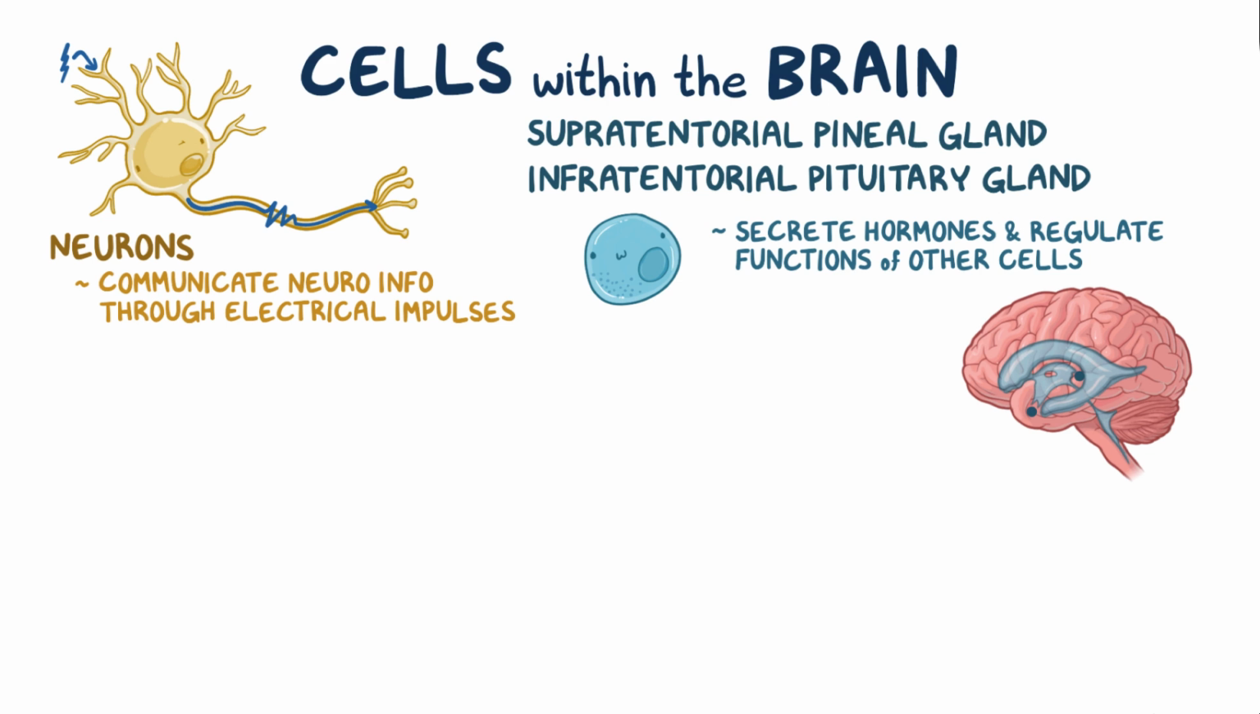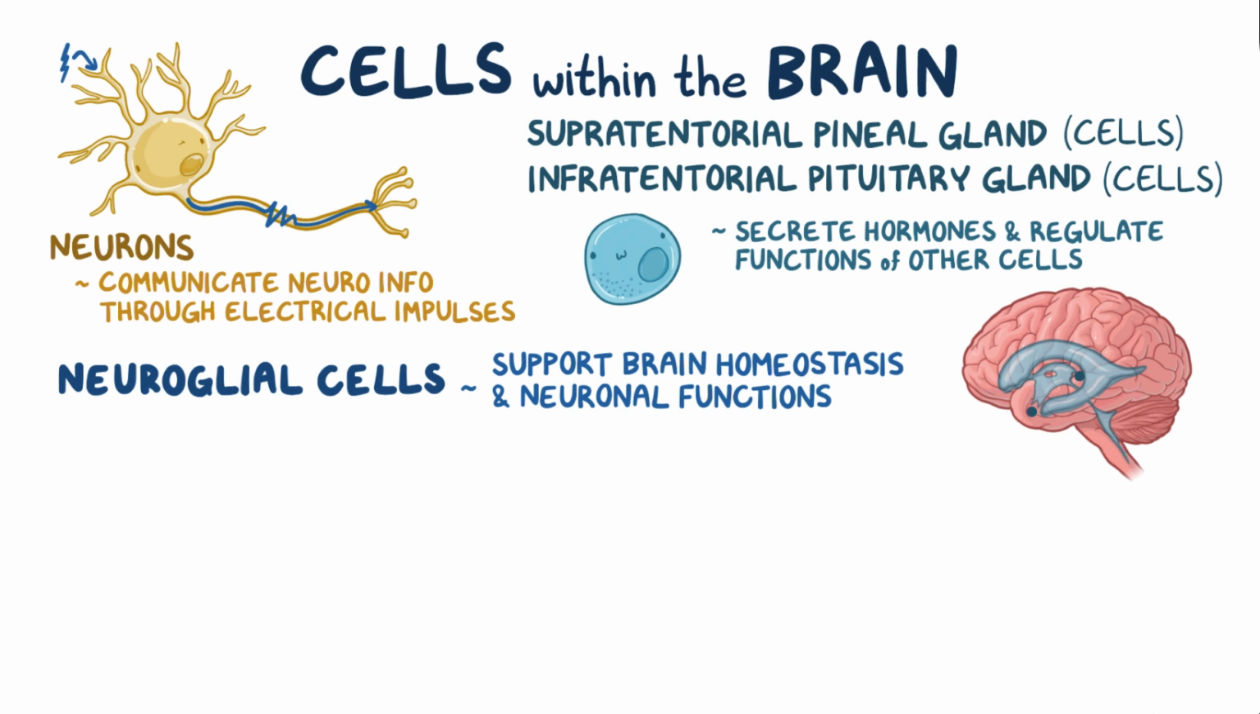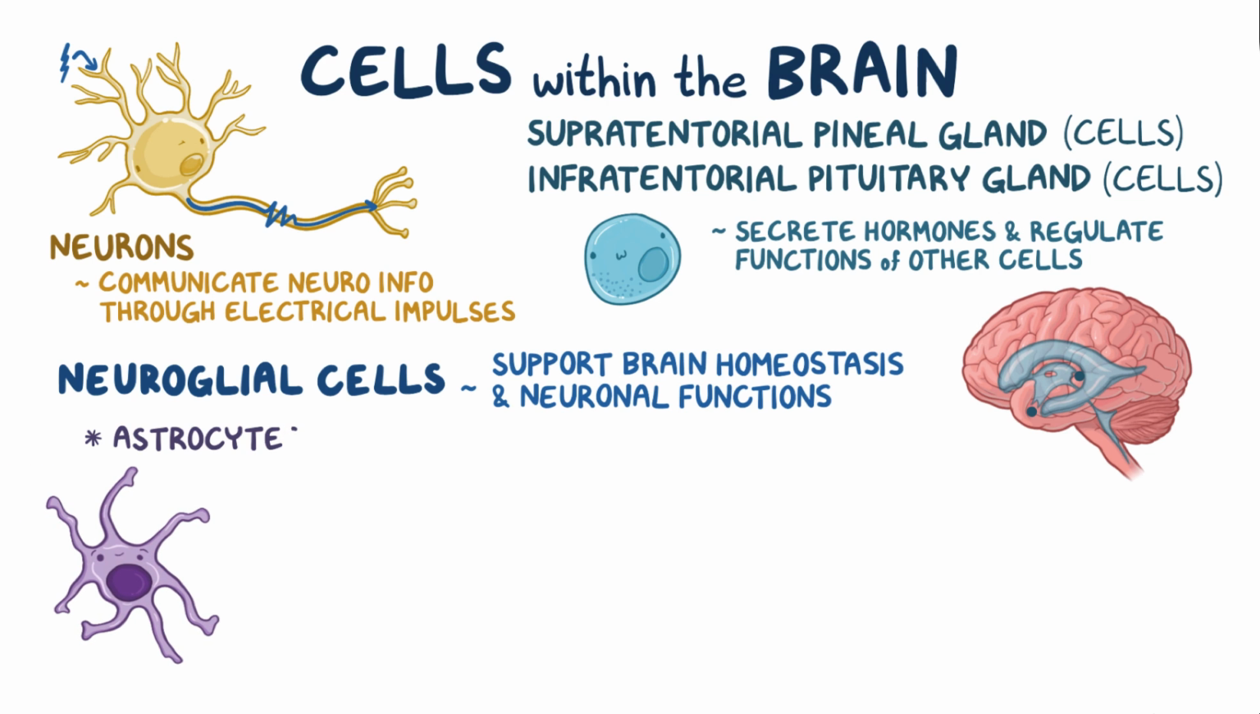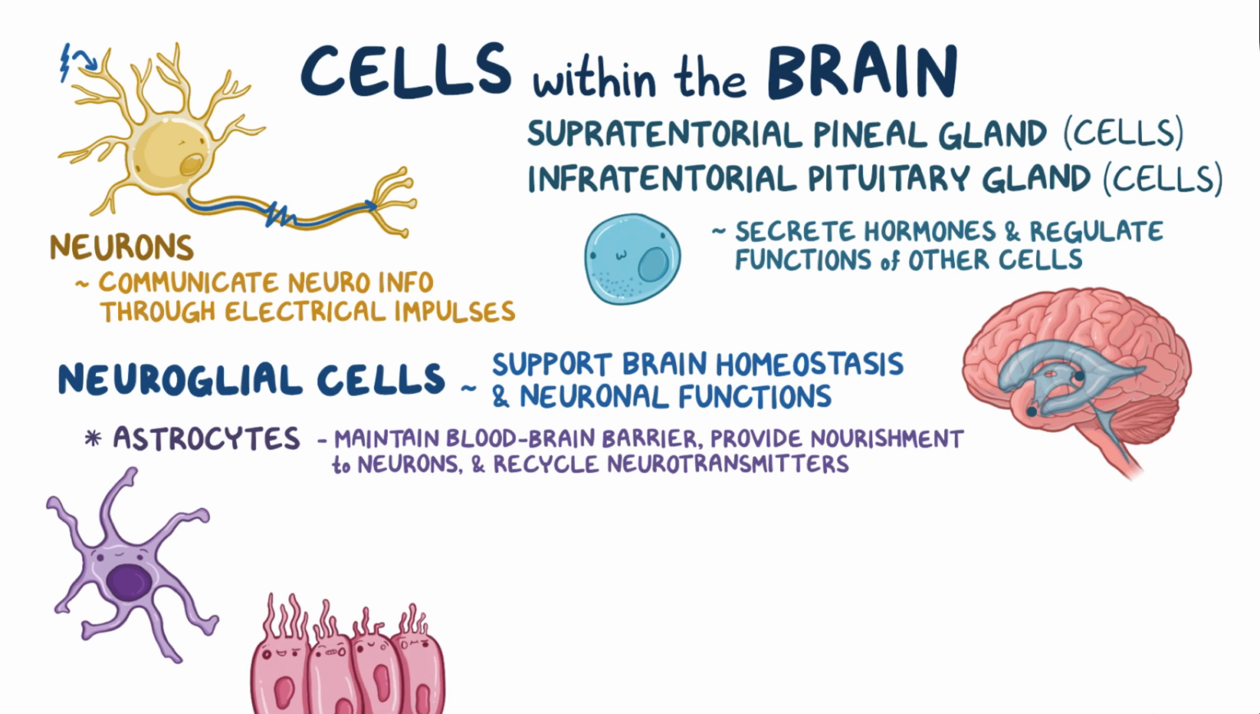There's also a category of cells called neuroglial cells that help support brain homeostasis and neuronal functions. These include astrocytes, which have cellular processes coming off their cell body, giving them a star-shaped appearance. Astrocytes are found throughout the brain and the spinal cord, and their main roles include maintaining the blood-brain barrier, providing nourishment to neurons, and recycling neurotransmitters.